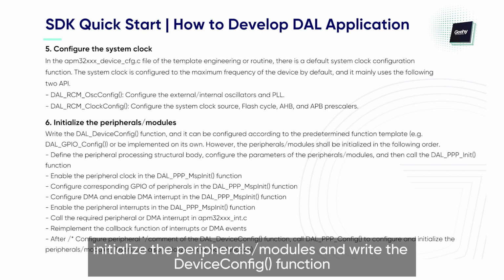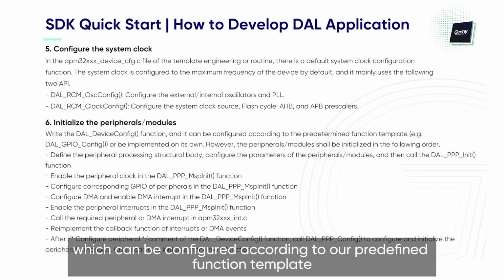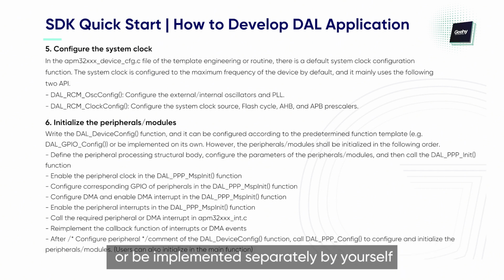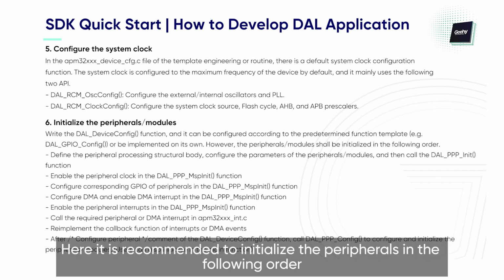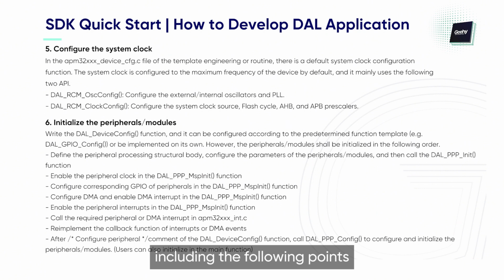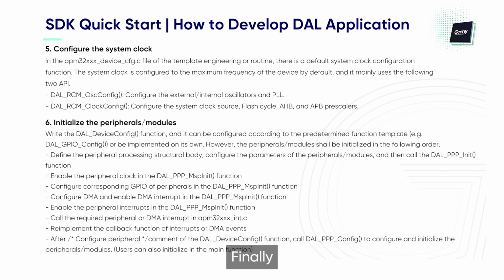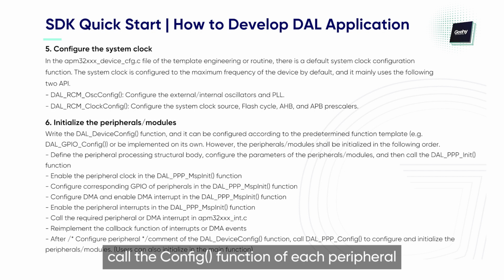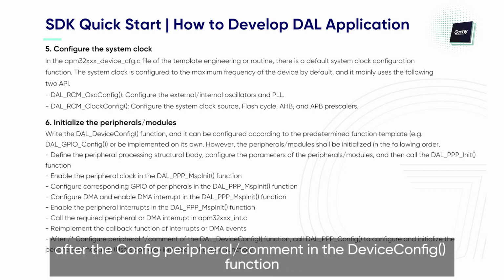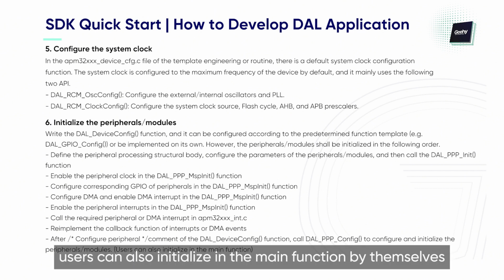Sixthly, initialize the peripherals or modules and write the device config function, which can be configured according to our predefined function template or be implemented separately by yourself. Here, it is recommended to initialize the peripherals in the following order, including the following points. Finally, call the config function of each peripheral after the config peripheral comment in the device config function. Of course, users can also initialize in the main function by themselves.